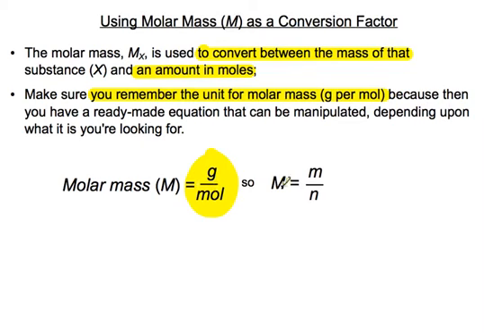And so as symbols, here we go. There's the symbol for molar mass, capital M. The symbol for mass is lowercase m, and the symbol for number of moles is lowercase n. So grams per mole means m divided by n. So there's your ready-built equation.